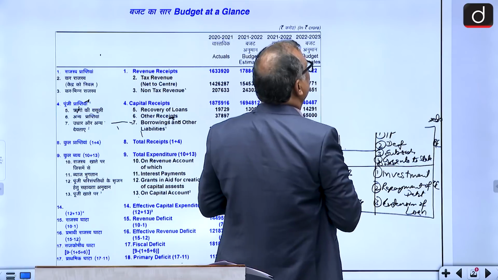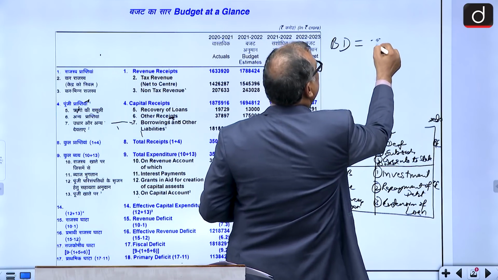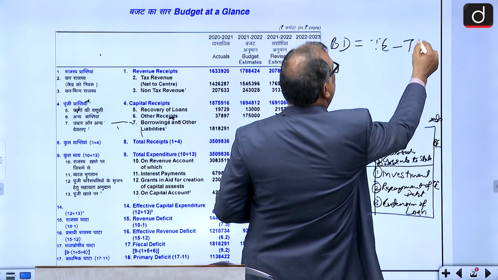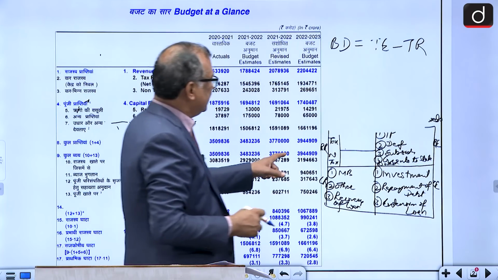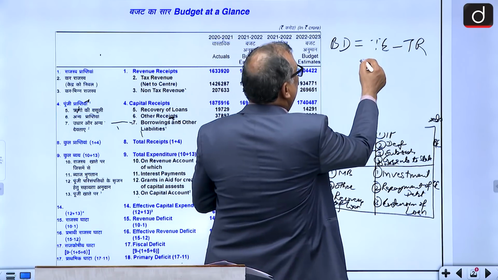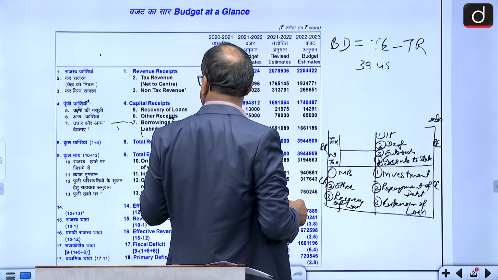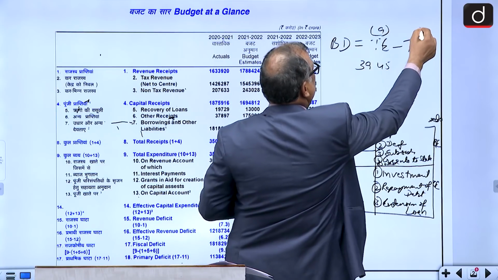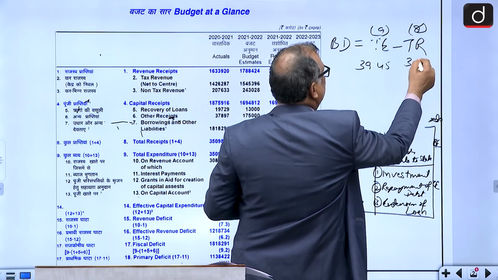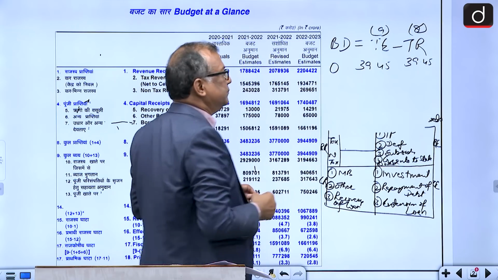Overall budget balance is also said this way: if you look at budget deficit, which is total expenditure minus total receipt, you can take the total expenditure data from here, 39.44 or 39.45. Total receipt is here, item number 8. So 9 minus 8, that is also the same, 39.45. So budget deficit is 0.